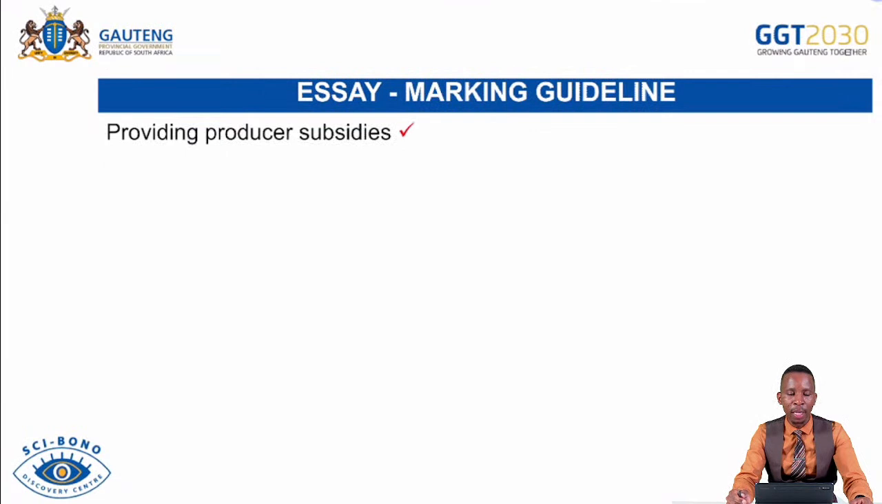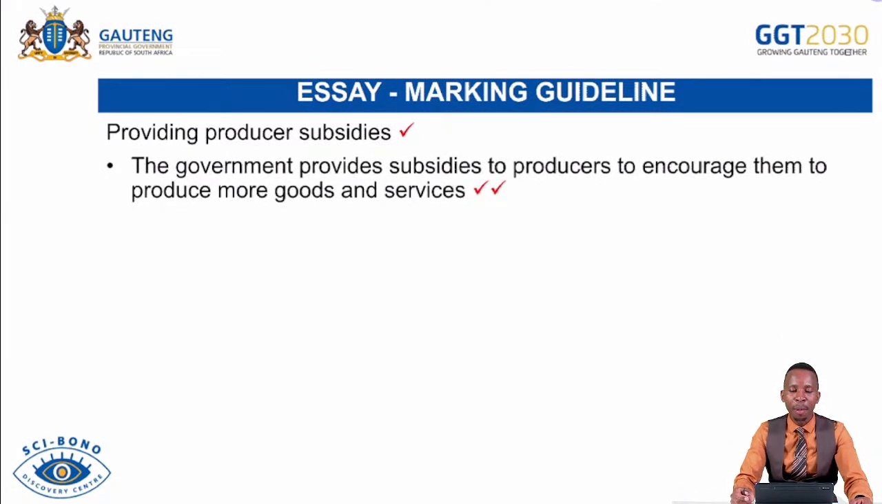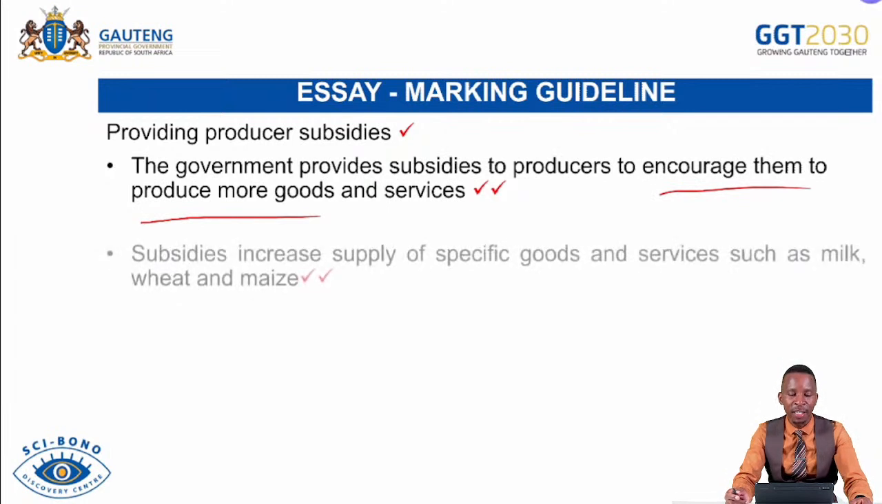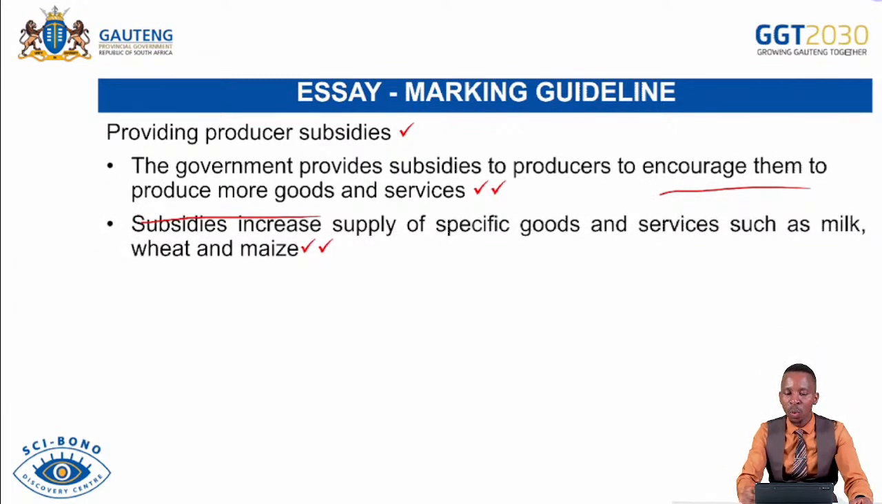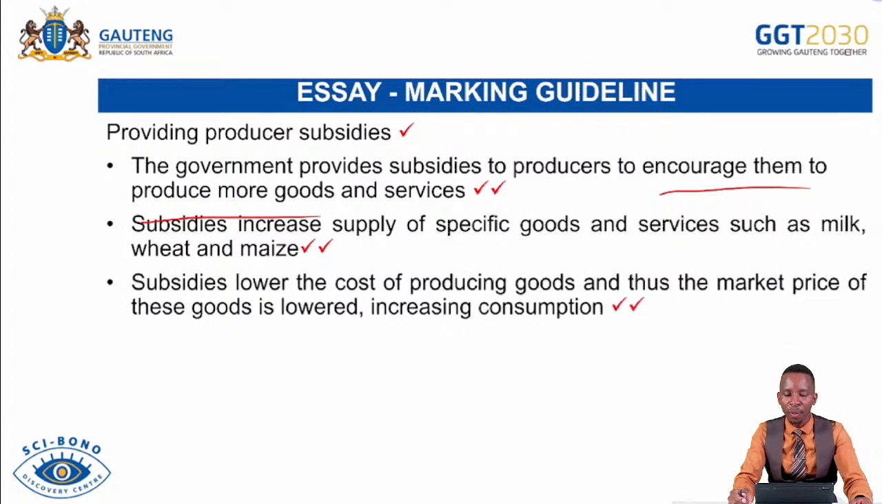We continue with producer subsidies. If the government intervenes by providing subsidies, the government provides subsidies to producers to encourage them to produce more of these products and services that are subsidized. Subsidies increase supply of specific goods and services such as milk, wheat, and maize meal. Subsidies lower the cost of producing goods and services so that market prices of goods are lowered, increasing consumption by consumers.